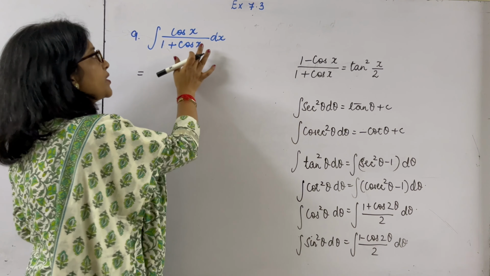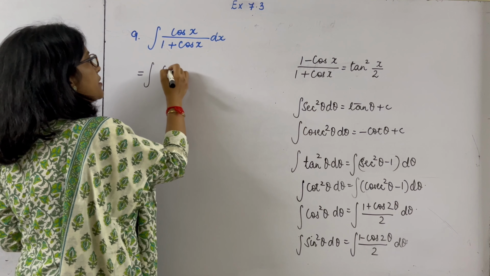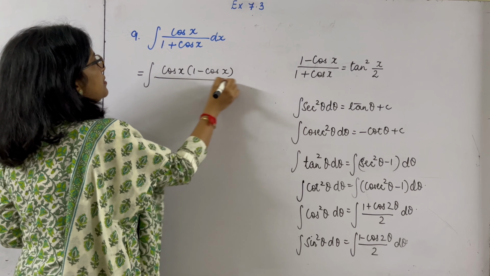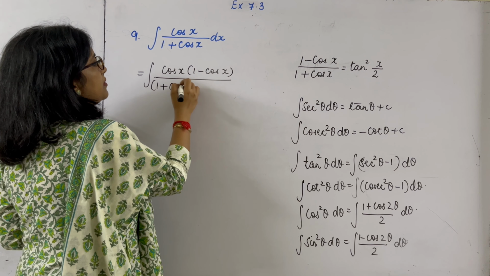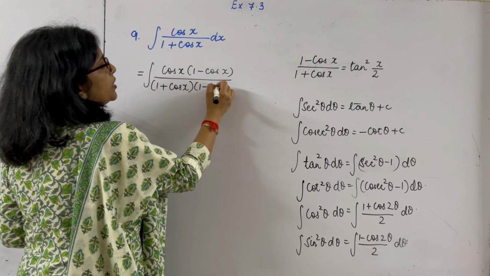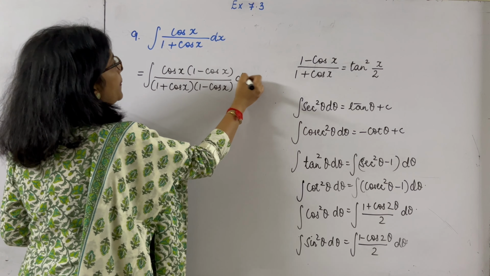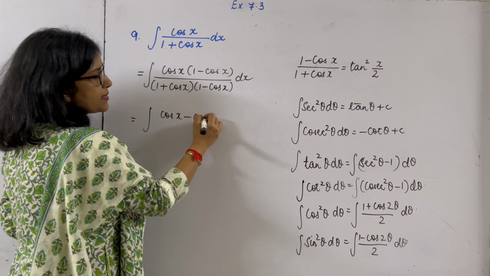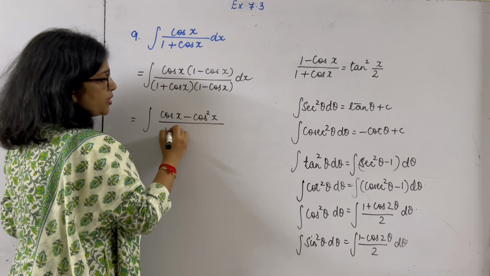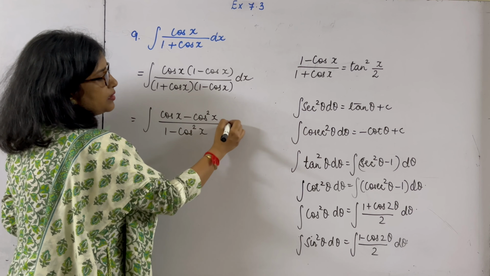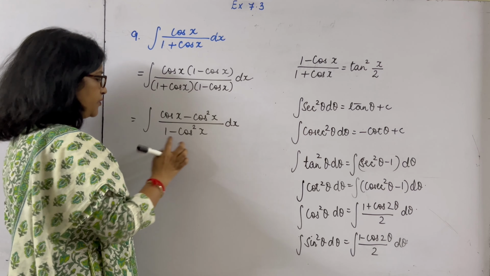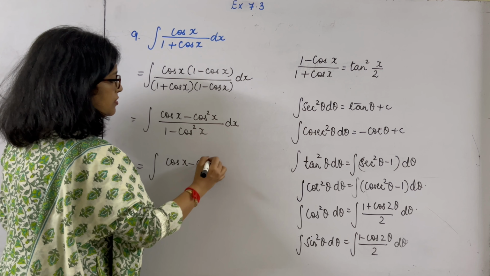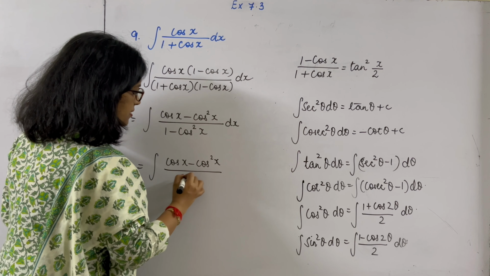There are two ways of doing this question. One is you rationalize the denominator, multiplying by 1 minus cos x on the numerator and 1 minus cos x in the denominator. So this becomes cos x minus cos square x and the denominator is 1 minus cos square x. Now the formula for 1 minus cos square x is sin square x. So we will write here sin square x.